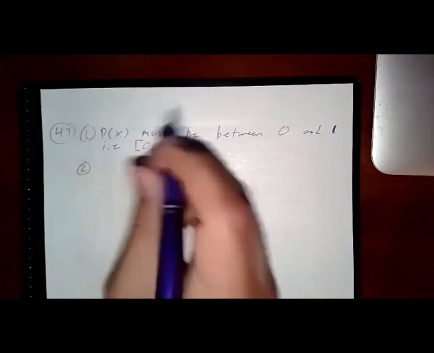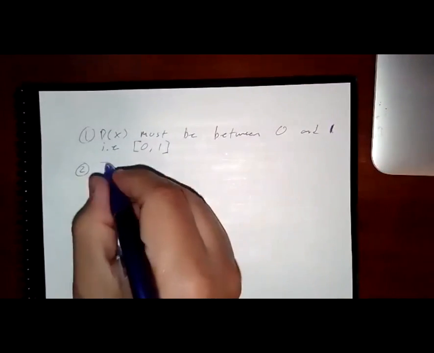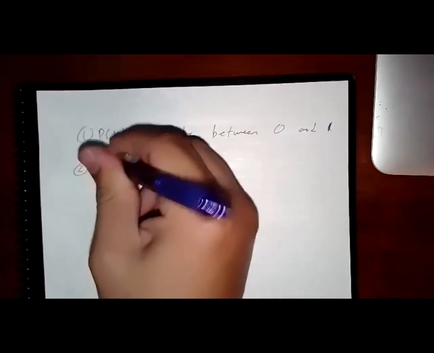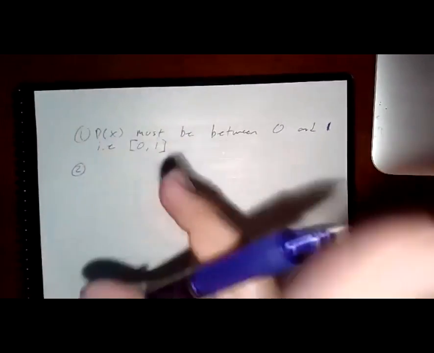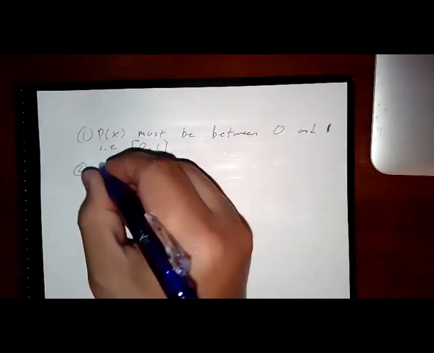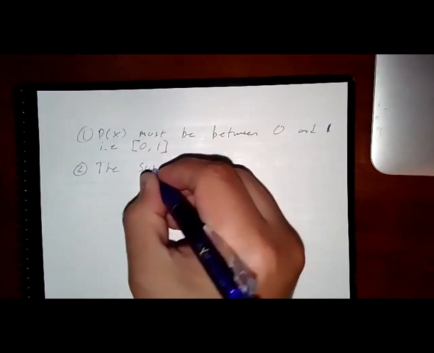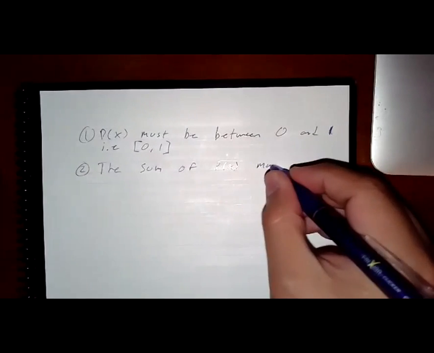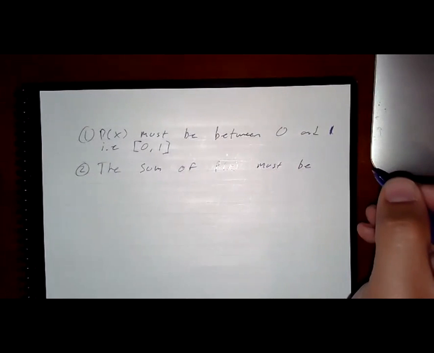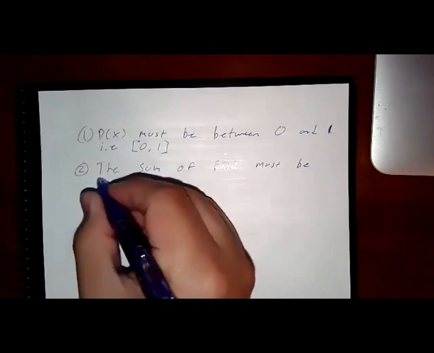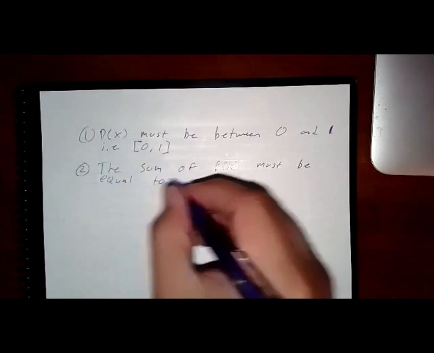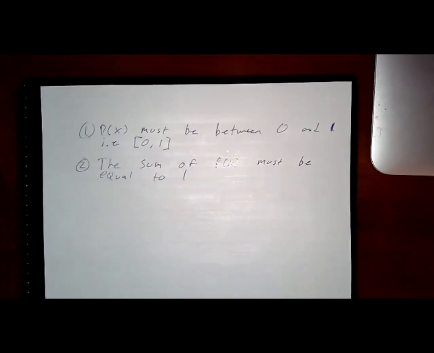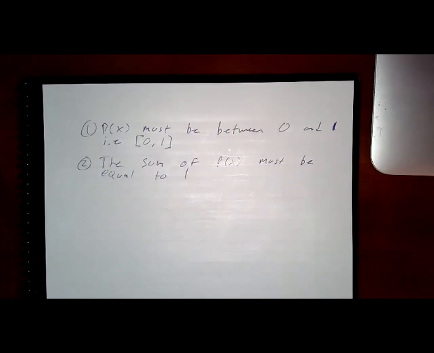Rule number 2. We'll do 47 in a second. The sum of P of x must be equal to 1. It cannot be greater or less than. So when you add them all together, it better be 1.